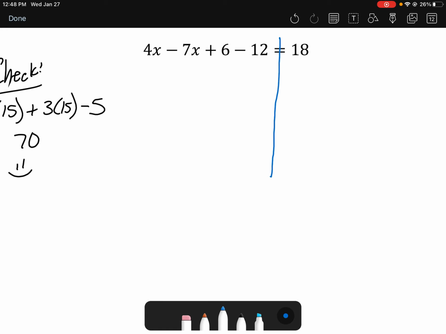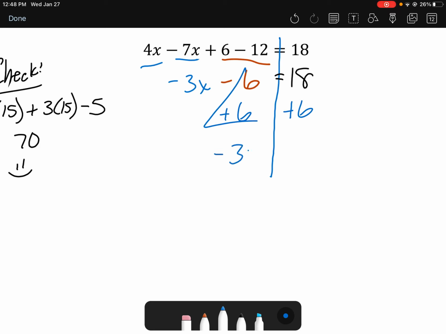Combining my like terms, I have 4x minus 7x, which would be -3x. And then I have 6 minus 12, which would be -6. And that should equal 18. Getting my variable all by itself, I can start off by adding 6 to both sides. I would cancel that out. I'd have -3x is equal to 18 plus 6, or 24. I'm multiplying the -3 and the x, so I can divide by -3, so I can cancel it out. X is equal to -8.